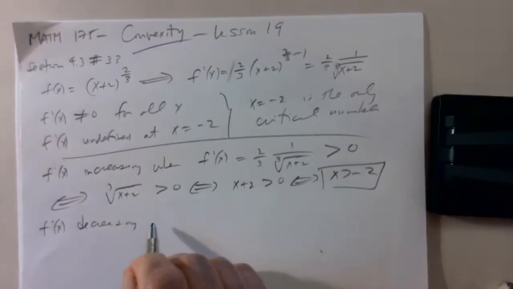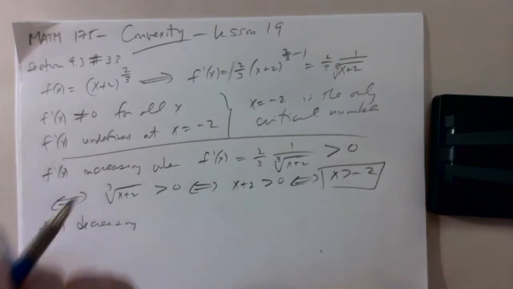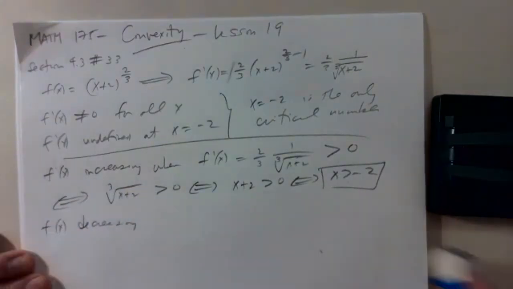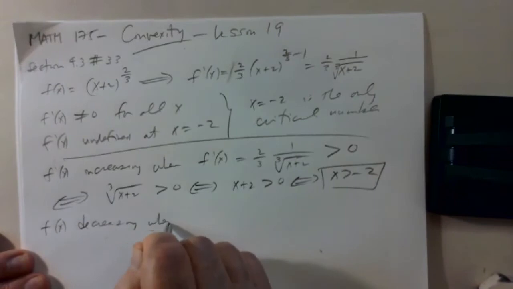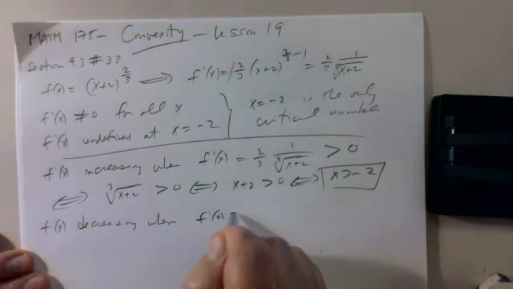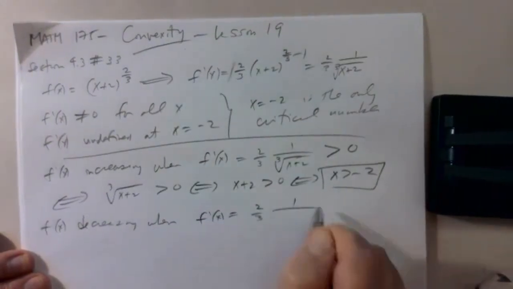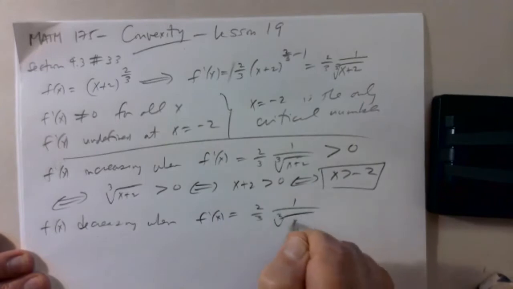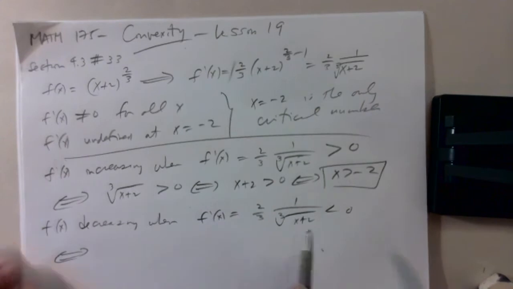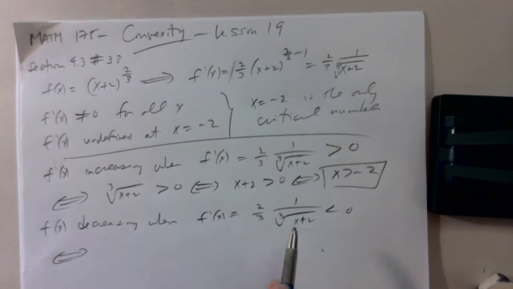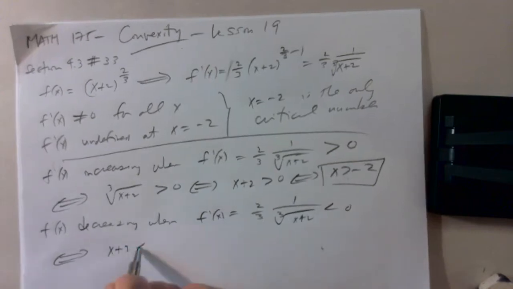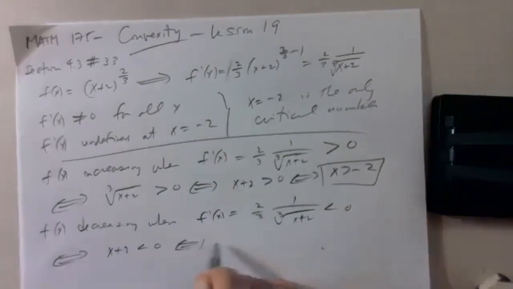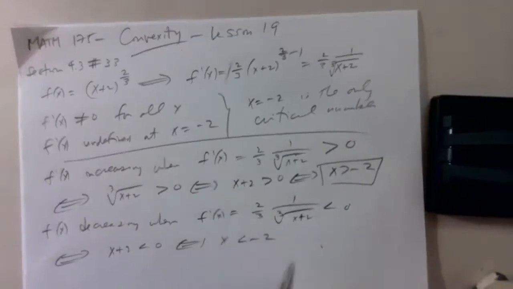The function f of x is decreasing when f prime of x, which is 2/3 times 1 over the cube root of x plus 2, is negative, which happens when the cube root is negative. That means the number you're taking the cube root of is negative. That means x plus 2 is less than 0, or x is less than -2.